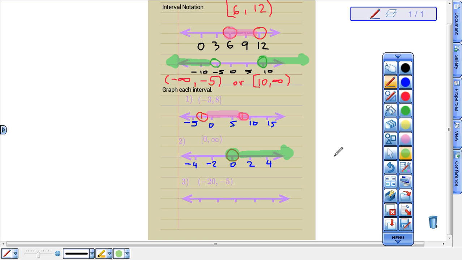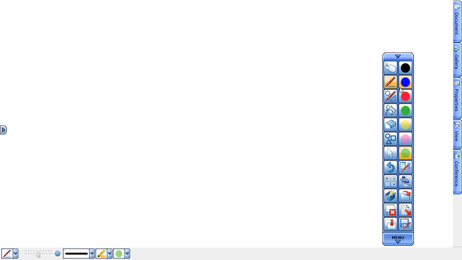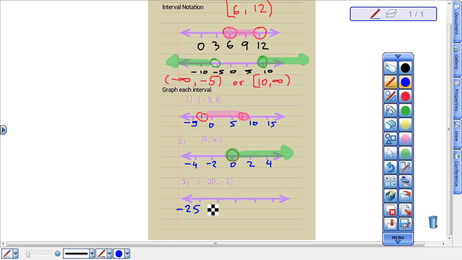For the last example, we have an interval between -20 and -5. So let's start with -25 and count up by 5: -20, -15, -10, and -5. We're going to circle -20 and -5. None of them will be shaded in because we have round parentheses. So we're going to just connect these two circles. It's going to look like a dumbbell.